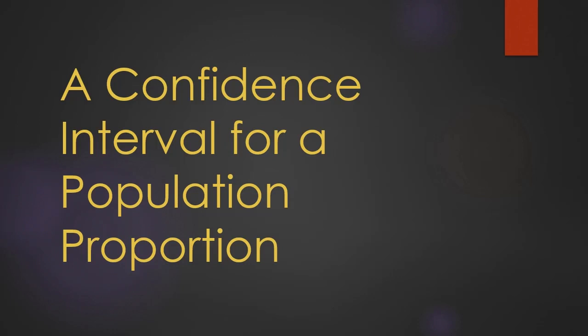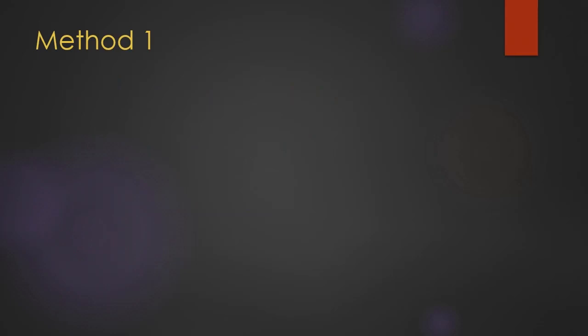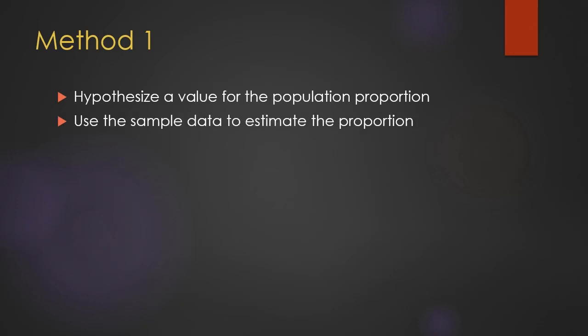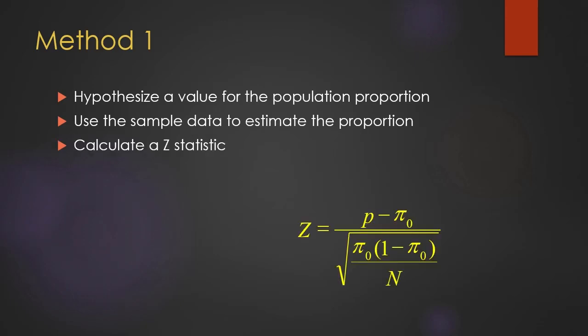So in the previous videos, I was helping you understand what lies beneath the construction of this confidence interval. Now it's time to actually do it, and there are two methods we can use. The first method is to hypothesize a value for the population proportion, use the sample data to estimate the proportion, calculate a z-statistic if we have a hypothesized population proportion, pi sub 0, and if we estimated the proportion, p, and if we know the sample size, n, we can calculate the z-statistic.